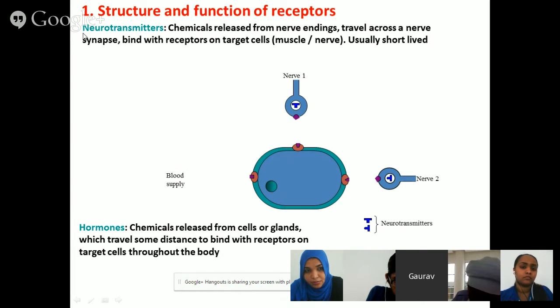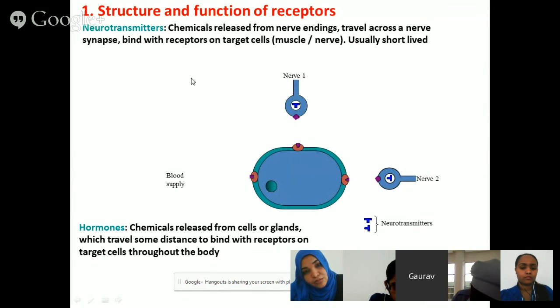neurotransmitters. Neurotransmitters are chemicals which are released from a nerve. That's called a neurotransmitter. As the name indicates, neuro denotes nerves. So when the chemicals are released from a nerve, they are called neurotransmitters. Hormones are chemicals which are released from cells or glands and bind on cells. That's called a hormone. So it's very simple.